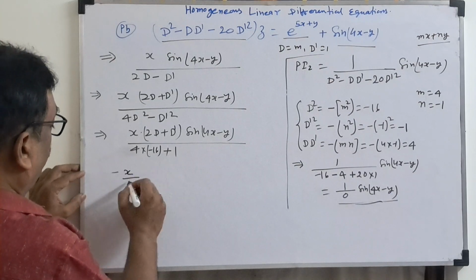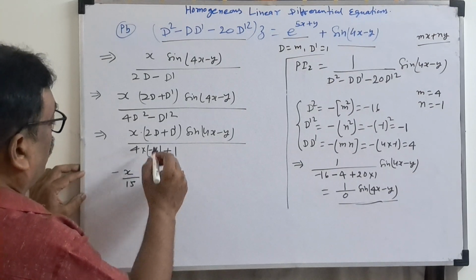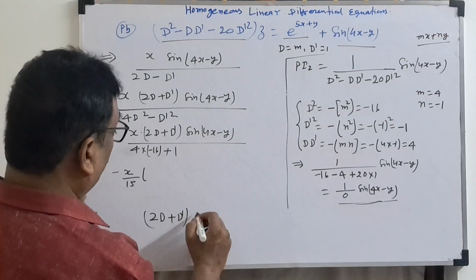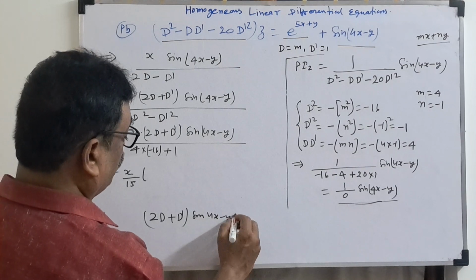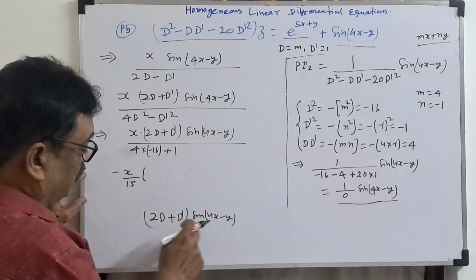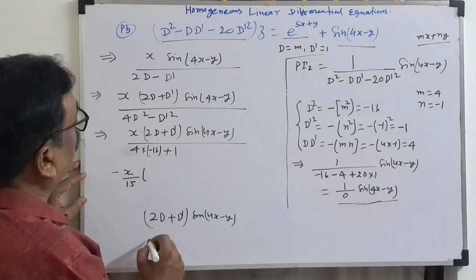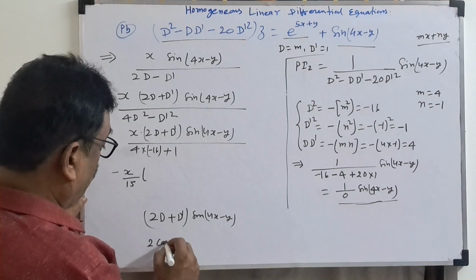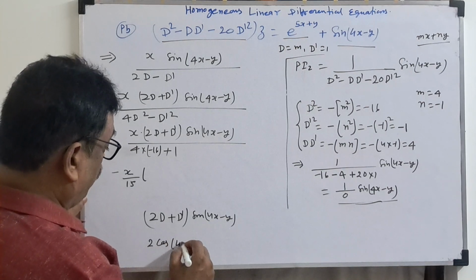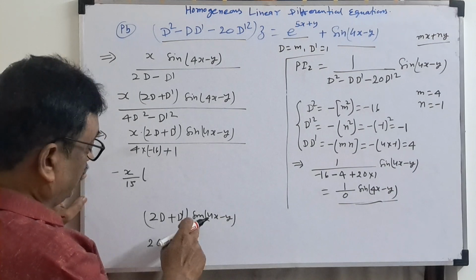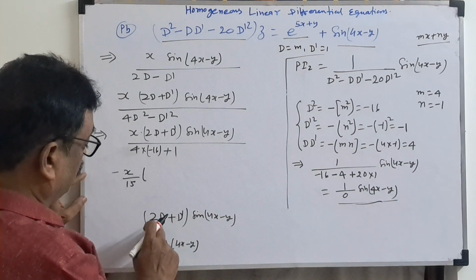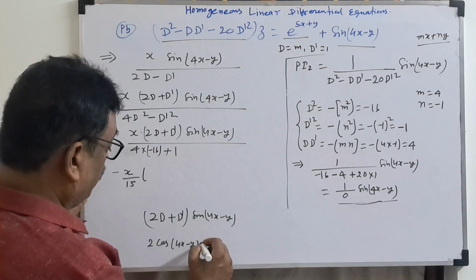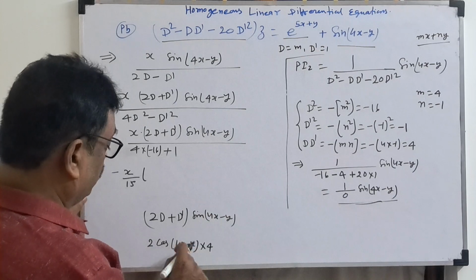So this minus 1. Now what will come? Minus x by 15. Now 2D, now I will write separately here: 2D, D dash. What will we write here? Sin(4x minus y). You listen here. So D, differentiate this term with respect to x first. So 2 cos(4x minus y). Sin differentiation is cos, because D is differentiation with respect to x. 2 cos 4x into 4, because with respect to x, so 4x into 4.